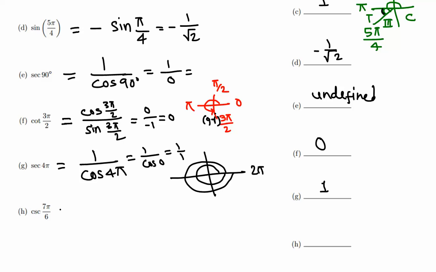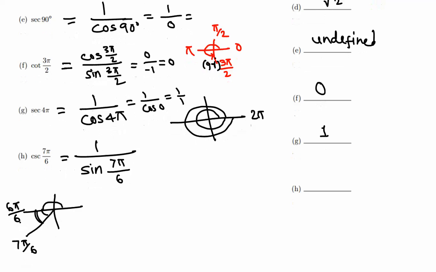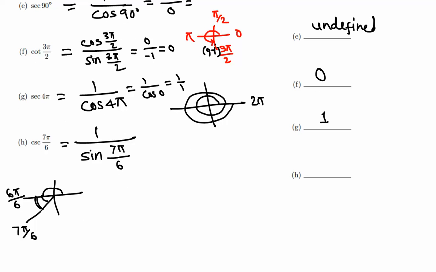And finally cosecant. Cosecant is the reciprocal of sine 7 pi over 6. Let's locate 7 pi over 6. 6 pi over 6 would be just pi, but this is bigger than pi, so it is pi and a little bit more, somewhere here. Pi is the same as 6 pi over 6, so this will be the reference angle: 7 pi over 6 minus 6 pi over 6 is pi over 6.